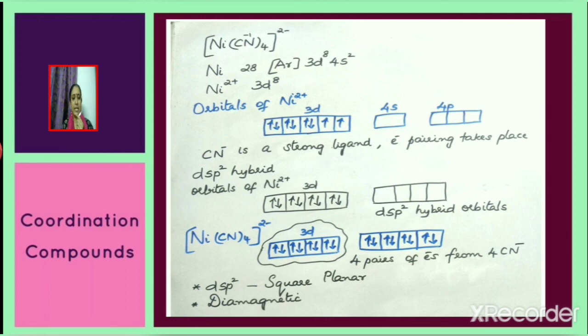Now consider Ni(CN)4 2-. 8 electrons are present in the 3d orbitals, and 4 pairs of electrons will now come from 4 CN- ions, and dsp2 hybrid orbitals will be now filled with electron pairs. Since nickel is under dsp2 hybridization, the complex is square planar, and there are no unpaired electrons in the 3d orbitals. Therefore the complex is diamagnetic.